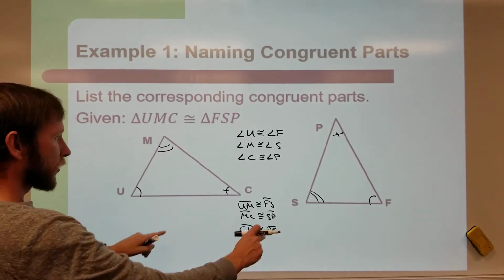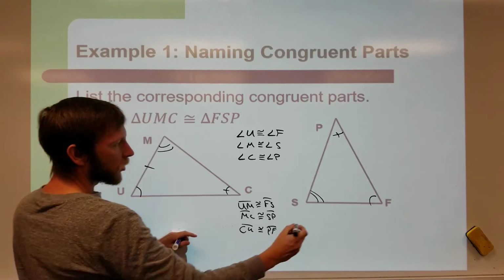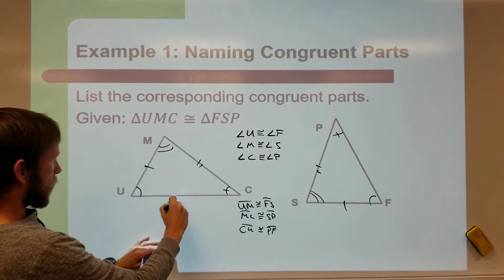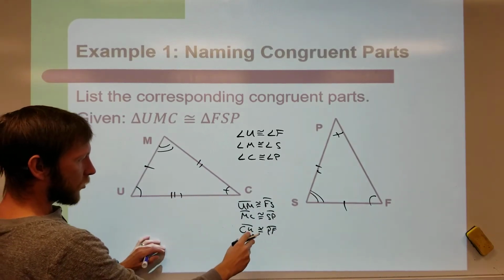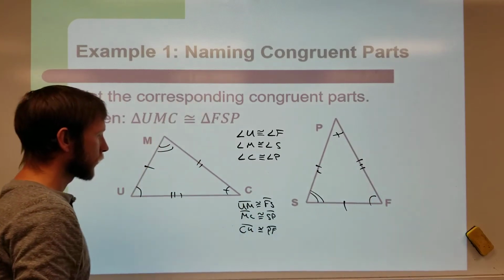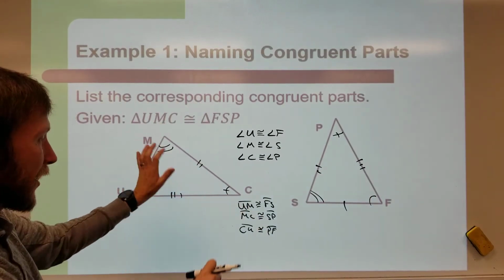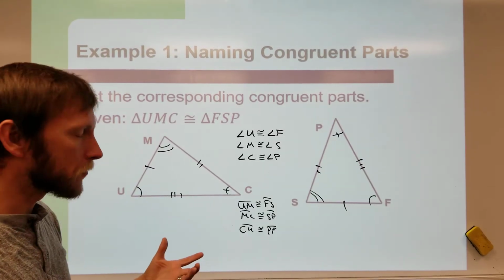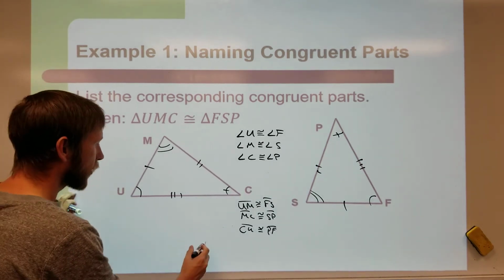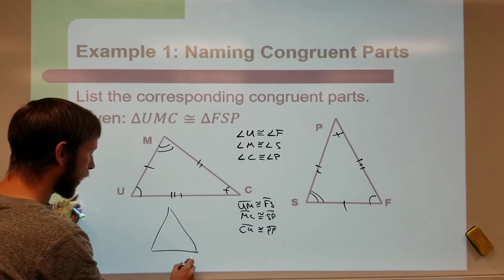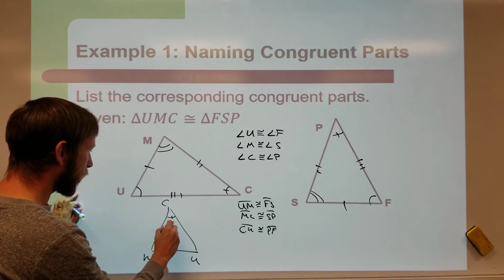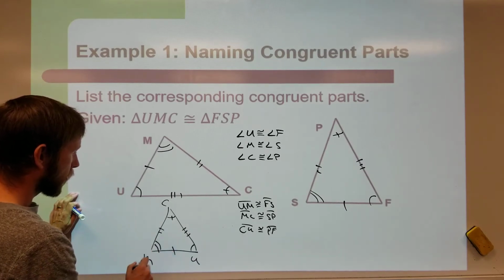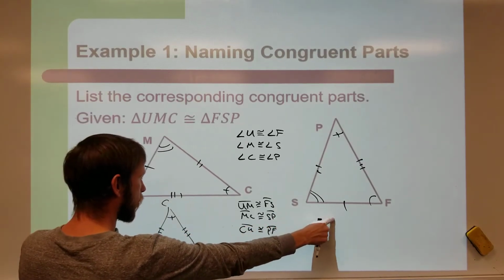Okay? So again, let's label that. UM corresponds with FS, MC corresponds with SP, and then UC corresponds with FP. All right? So it's not flipped, it's just rotated. And so you can sometimes have a visual miscue when you are looking at the figure. You want to make sure that you are attentive to the fact that this figure would actually look like this. UMC up at the top, so that you can see which parts go together.